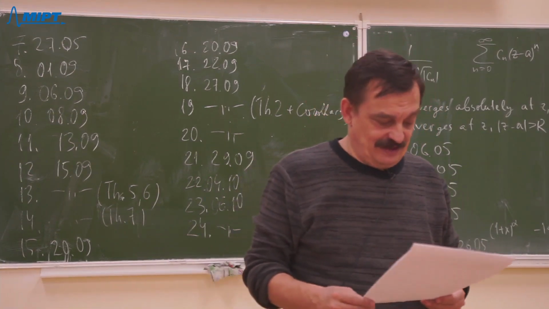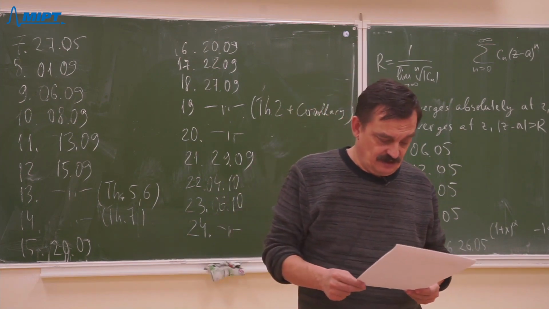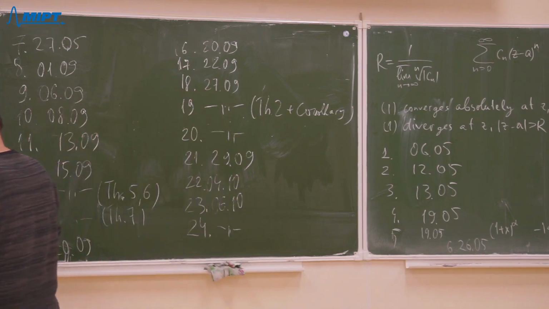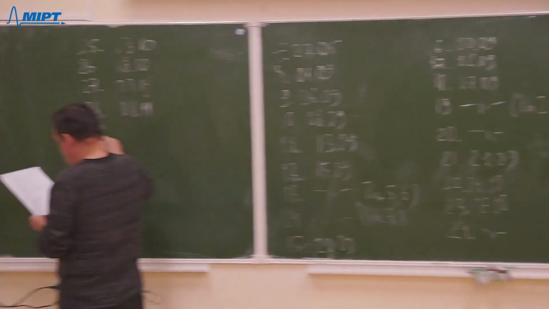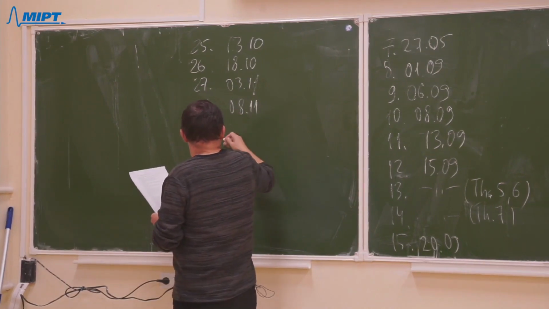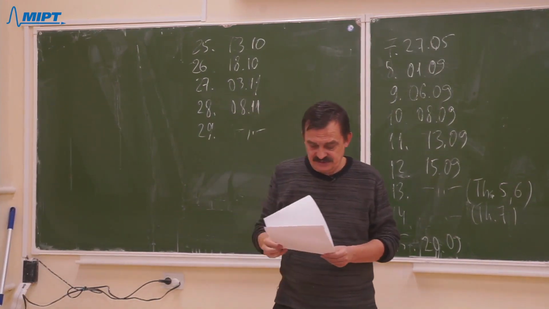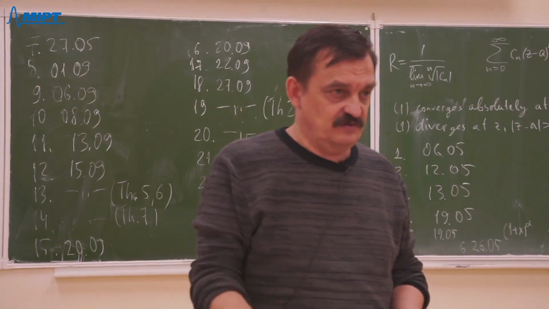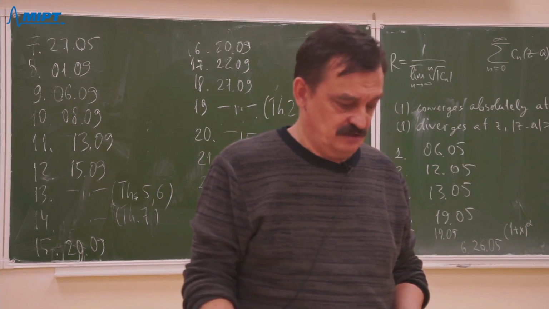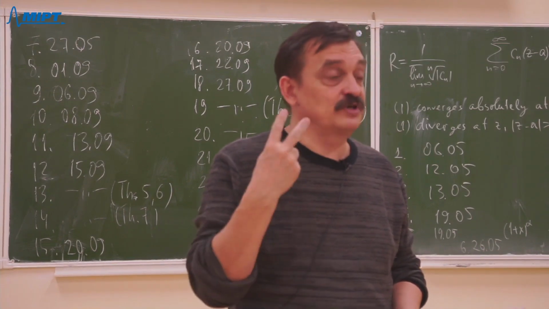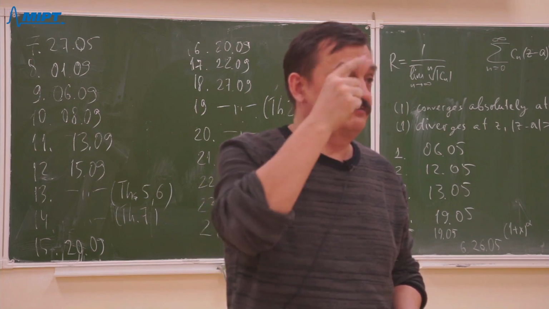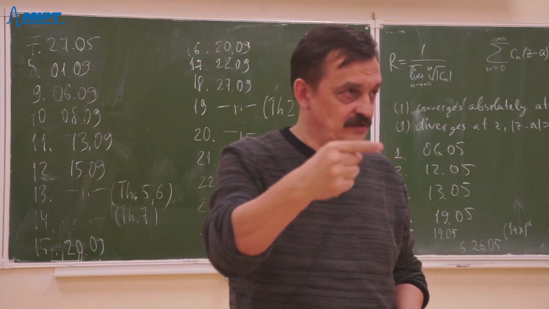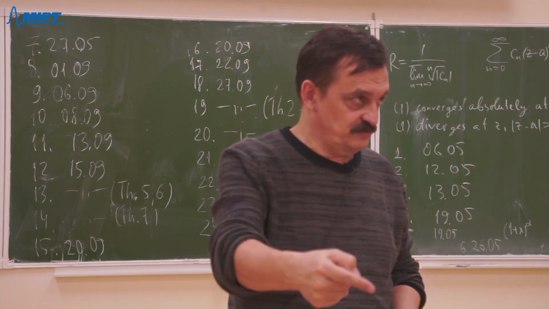Okay, then question 29, differentiability of functions of several variables. Also same date. Necessary and sufficient conditions. You see, you need to give definition of differentiability, right? And also there are two necessary conditions. If function is differentiable, then it is continuous, and if it is differentiable, then there exist partial derivatives, right?